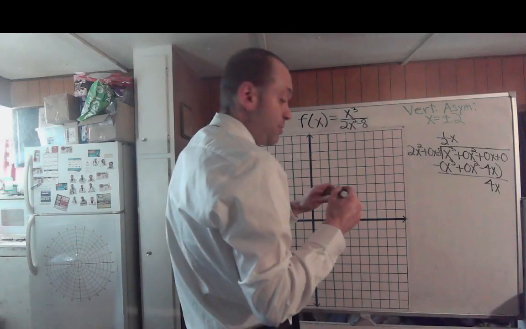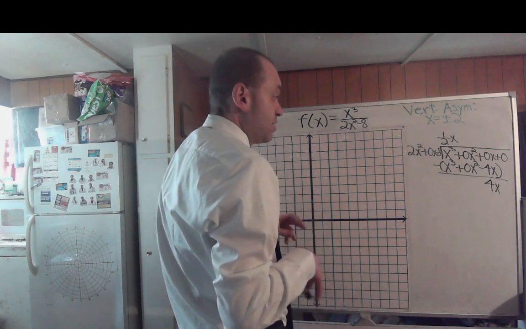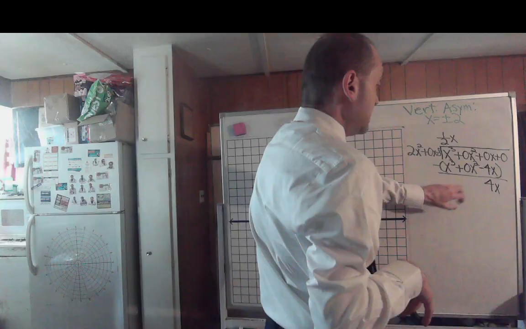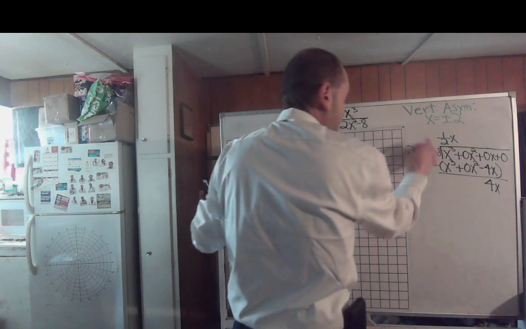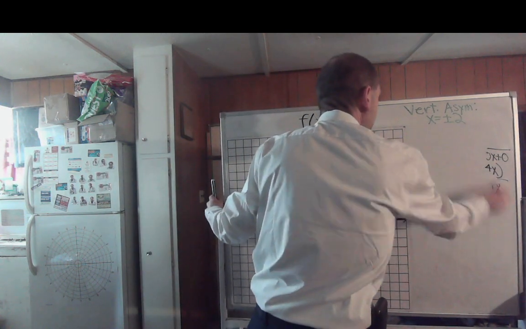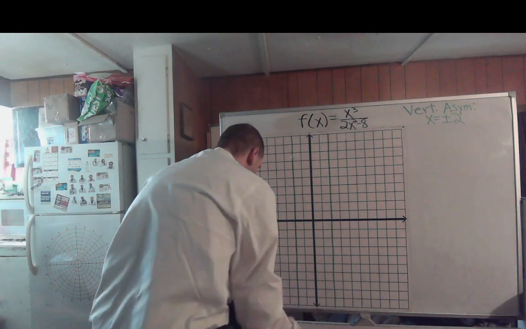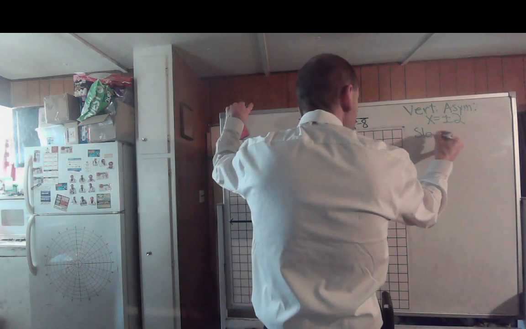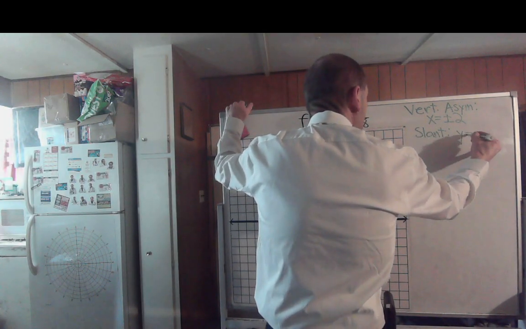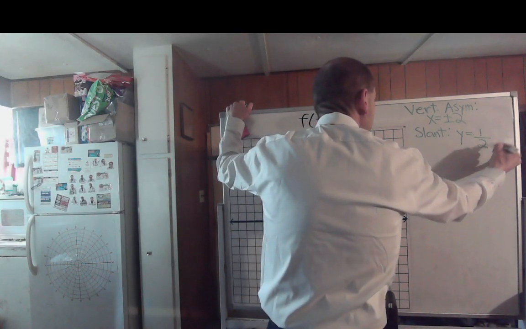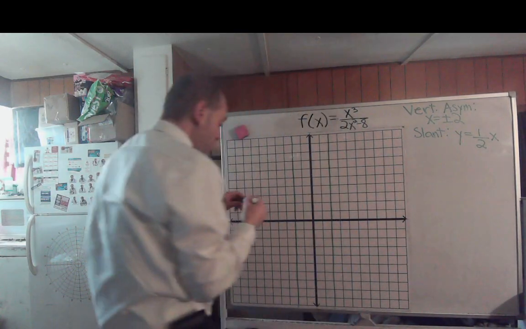So you end up getting a remainder of 4x. Well, we don't care about the remainder. You only care about what you got that's not the remainder. So that means your slant asymptote is y equals 1/2 x. So you have a slant asymptote at y equals 1/2 of x. So let's go ahead and plot that.